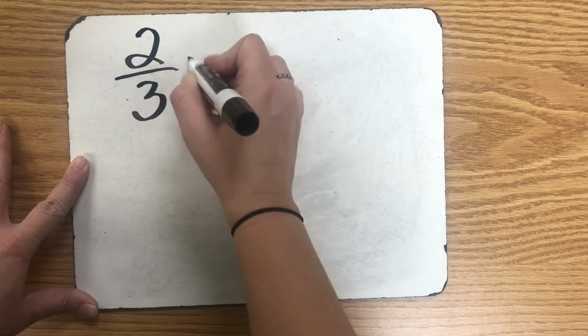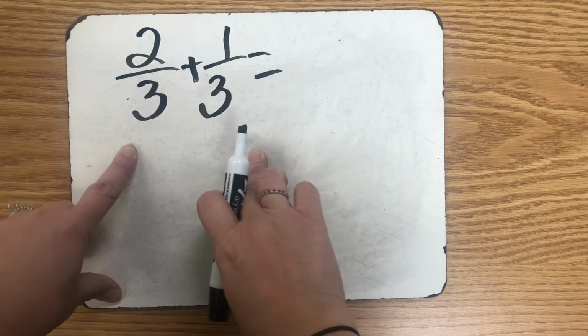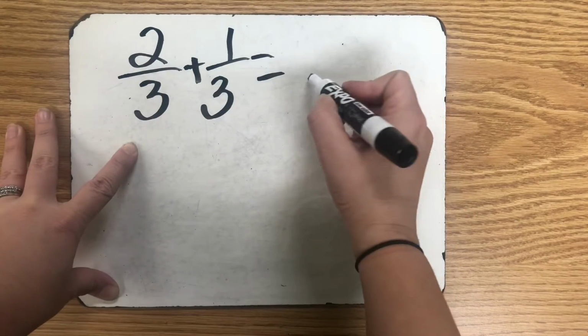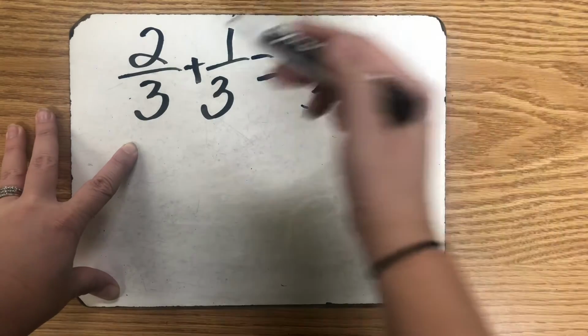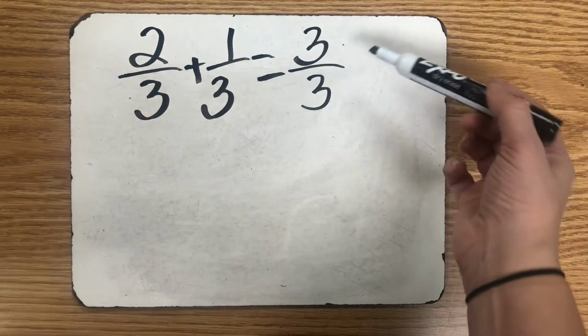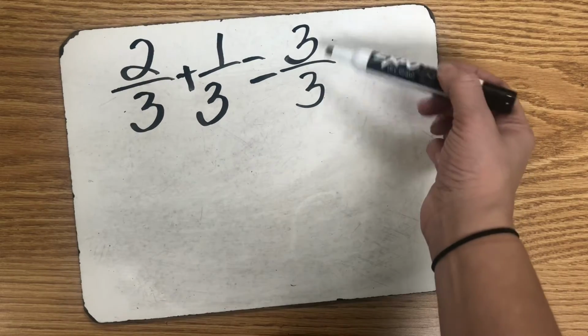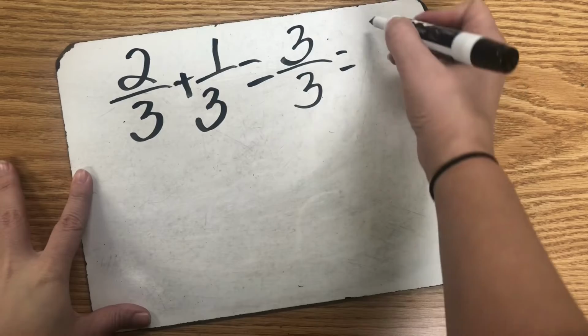2/3 plus 1/3. Remember, our denominators are common. You move your denominator over. 2 plus 1 is 3. When you have the numerator and the denominator the same number, that equals a whole, or 1.